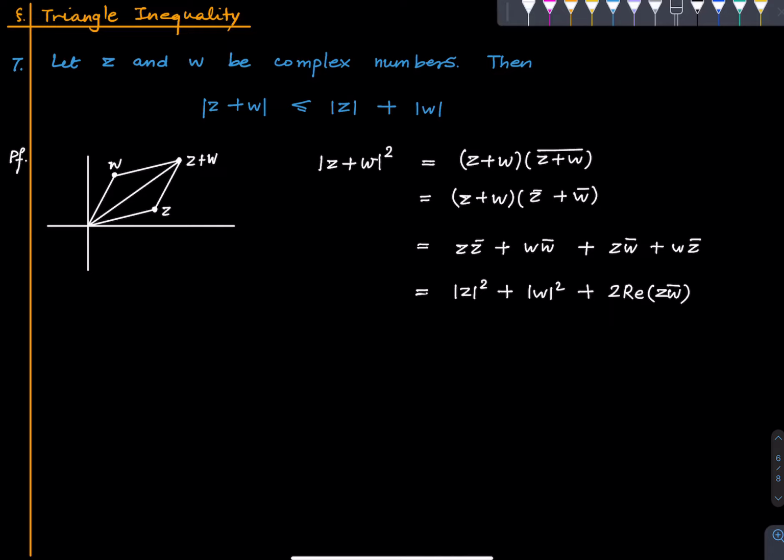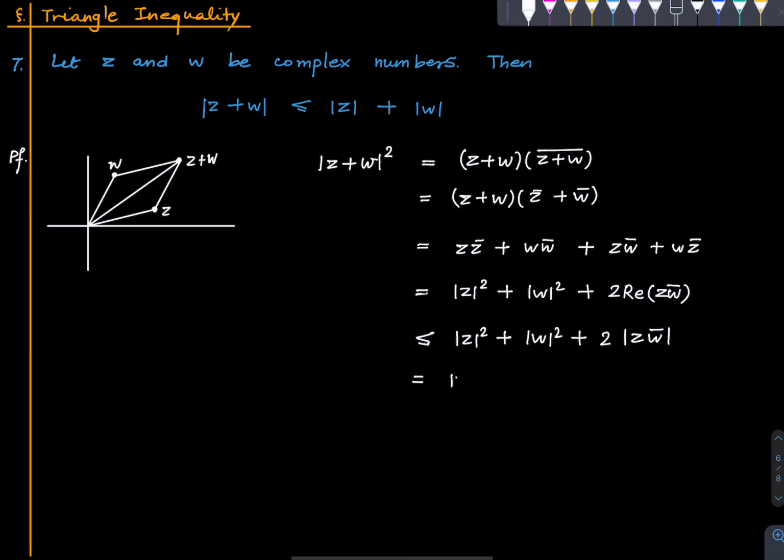So why is that? Just call zw bar some complex number, call it whatever, theta, and theta is bad, let's call it tau. Then this is tau bar. So tau plus tau bar is twice of real part of tau, and therefore we get that. All right, and as we just learned, if we have a complex number, then the absolute value of the real part is at most the modulus, therefore the real part is also at most the modulus, so we get that. This is at most that by the previous slide.